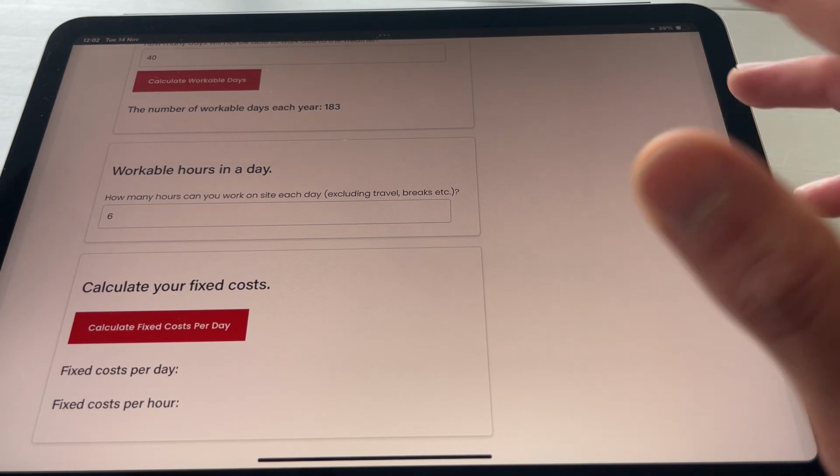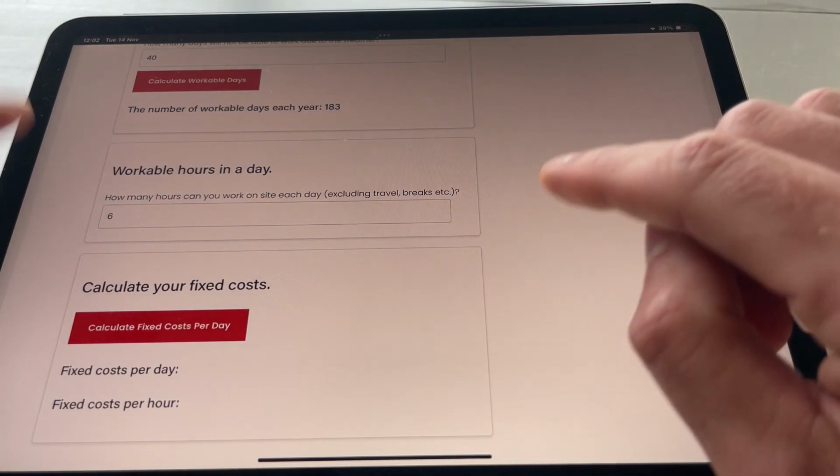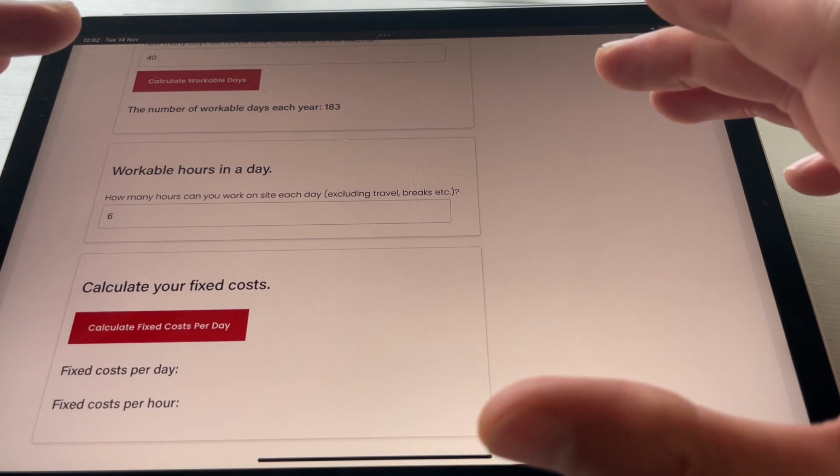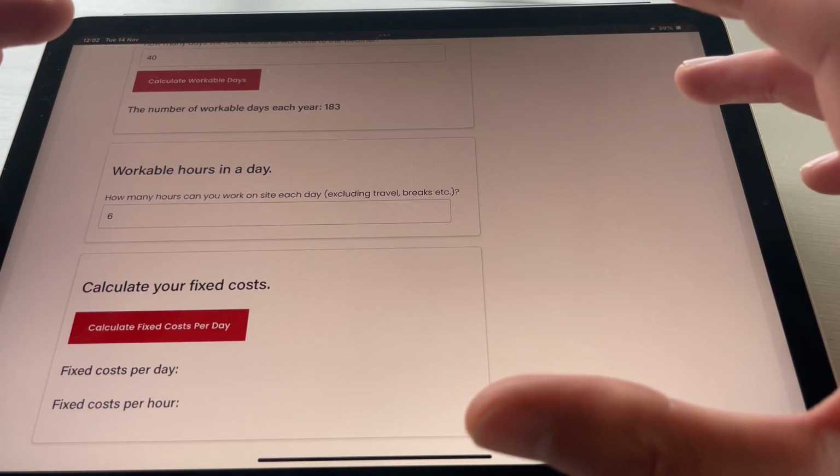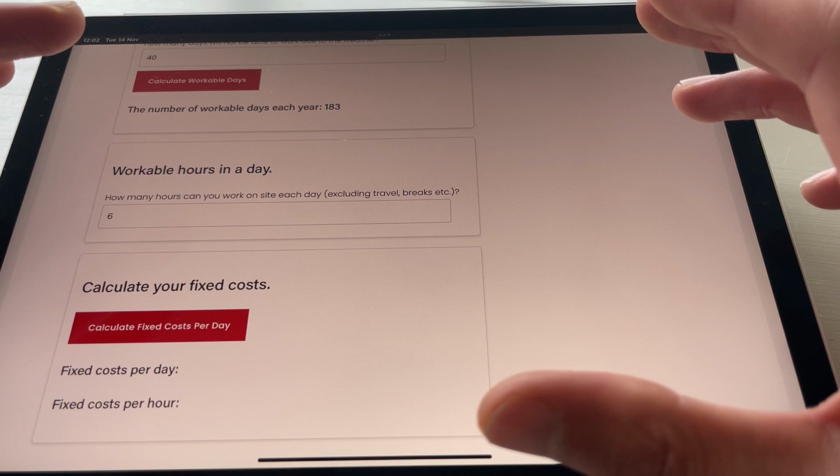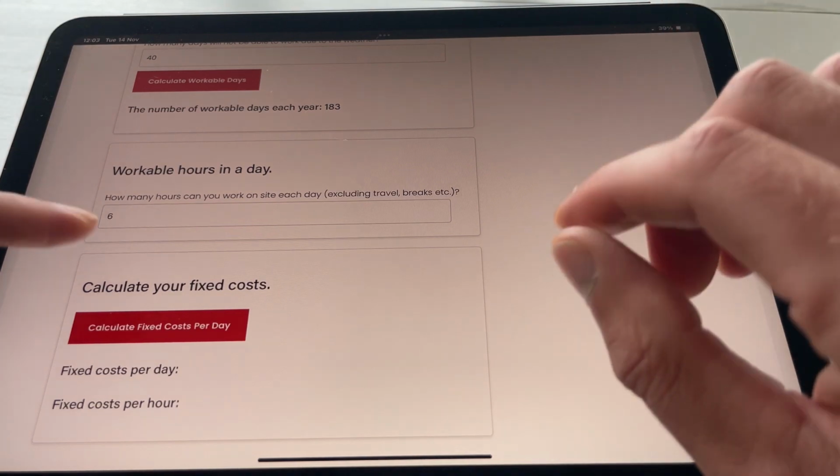You might be able to work more, you might want to work less. But the problem is we've got all those fixed costs sitting there, so they have to be absorbed by every hour that you're working at a customer's job.